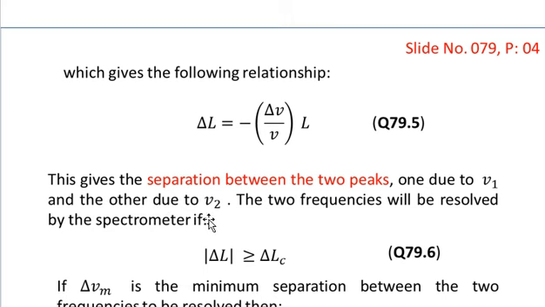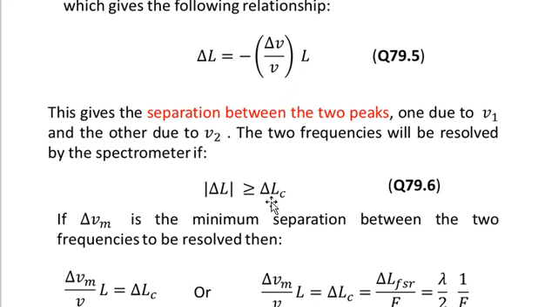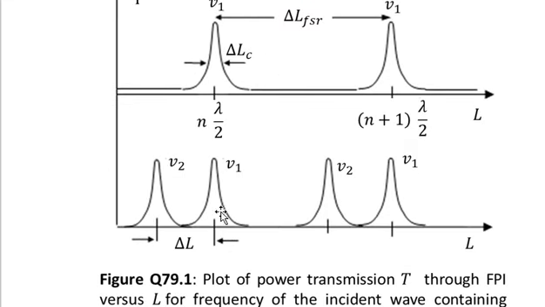The two frequencies will be resolved by the spectrometer if delta L is greater than or equal to delta LC, that is, the separation between the two peaks due to the two frequencies nu 1 and nu 2, which is delta L, should be greater than the width of the individual peaks. Let me explain with the help of this diagram. Since we are assuming that our incident beam now contains two frequencies nu 1 and nu 2, the separation between the two frequencies is delta nu.